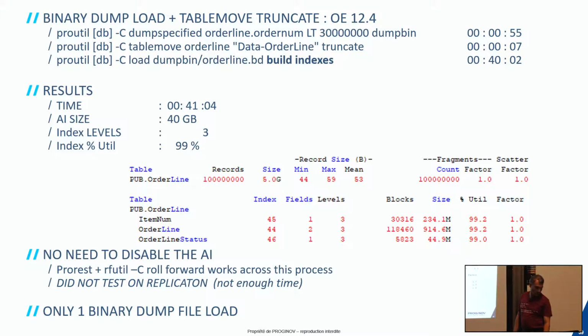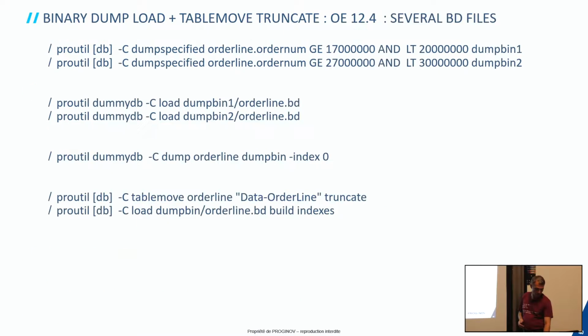One constraint is you must use only one binary dump file to load, because the first step of the load index build is to deactivate all the indexes. So you can use this trick if you have several binary dump files. You do several dump specified, you load them in another DB, which has a Type 2 area, and you can dump it using index 0. So you do not need to rebuild the index. You win some time like this.